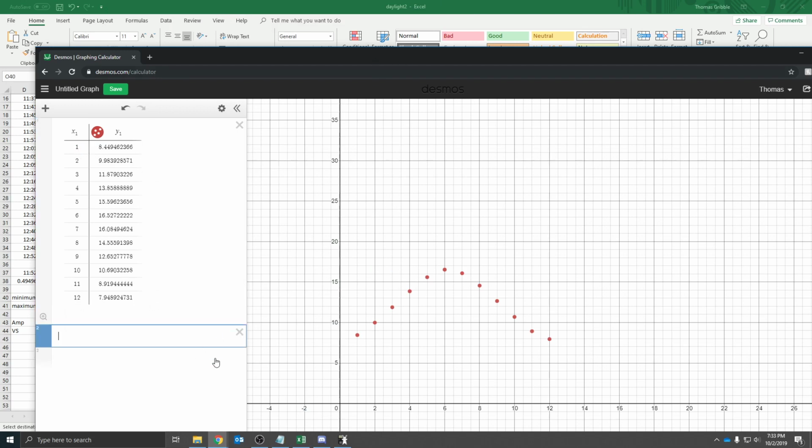And so how do you do a regression in Desmos? Well, it's actually kind of cool. What we want to do is have a regression in terms of the y value, or a regression for the y values.